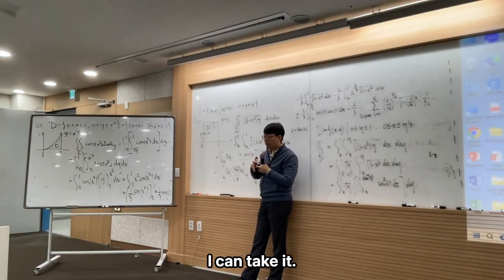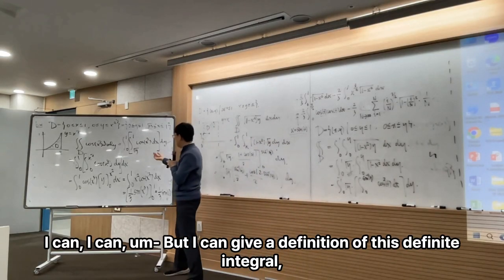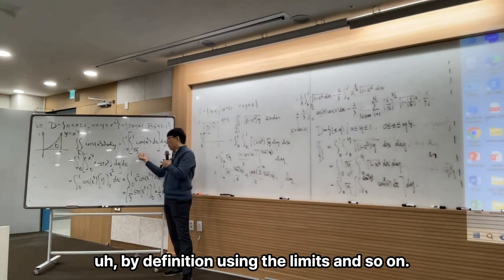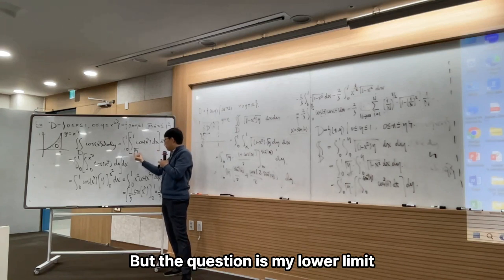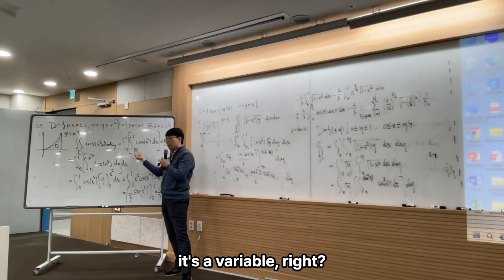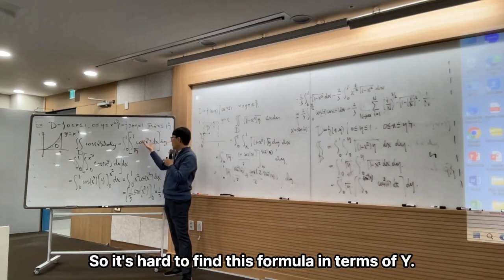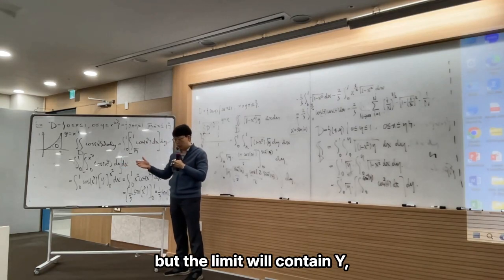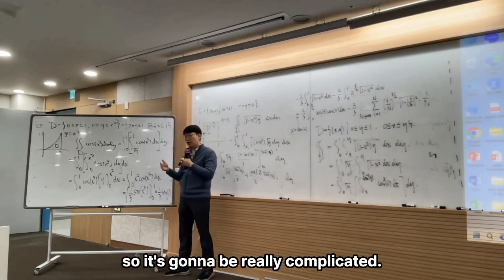Of course, I can take it. I can give a definition of this definite integral using the limits and so on. But the question is, my lower limit is not given as some number. It's a variable, right? So it's hard to find a formula in terms of y. I can go for the definition, but the limit will contain y, so it's going to be really complicated.